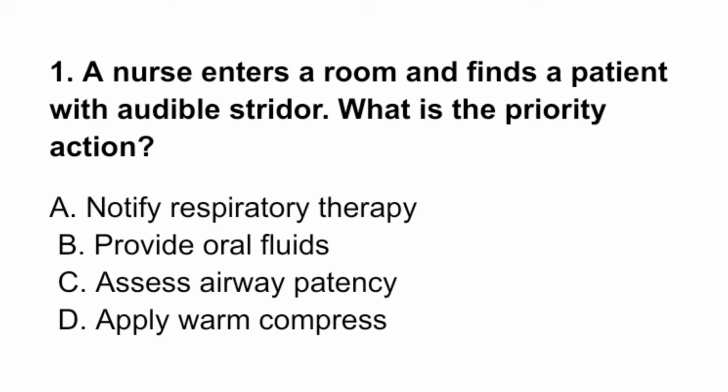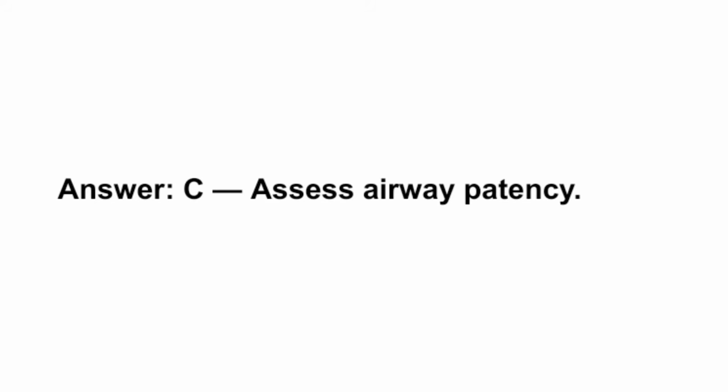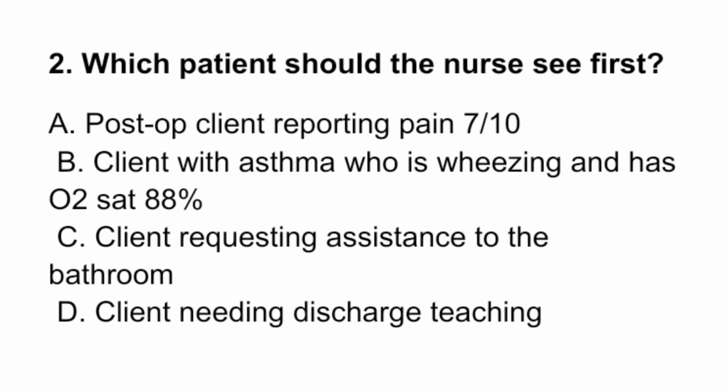1. A nurse enters a room and finds a patient with audible stridor. What is the priority action? A. Notify respiratory therapy. B. Provide oral fluids. C. Assess airway patency. D. Apply warm compress. Answer: C. Assess airway patency.